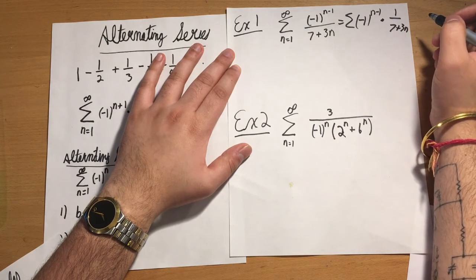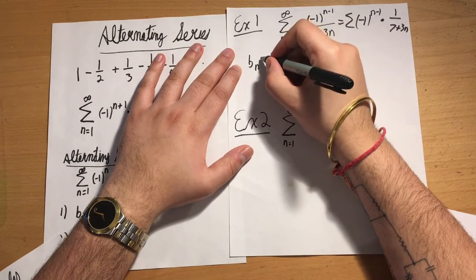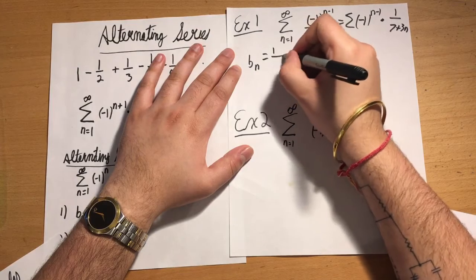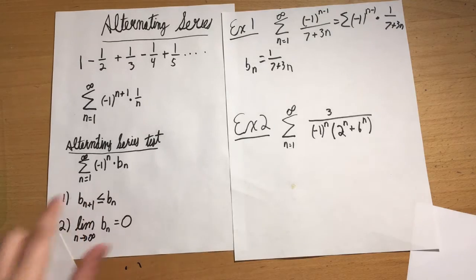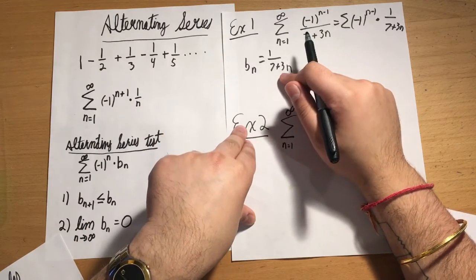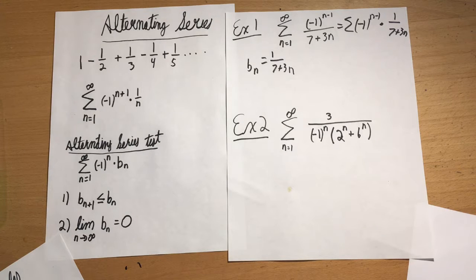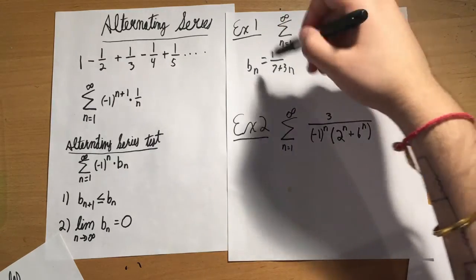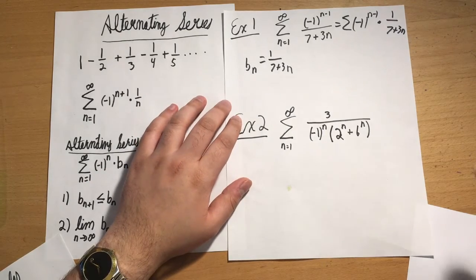My b of n I found to be 1 over 7 plus 3n. Now we have to check these two conditions for that b of n term. I think it's simple to see that this function is decreasing because your variable is in the denominator, causing the denominator to increase over time, making the overall fraction decrease over time. But here's a way to see it as an inequality.